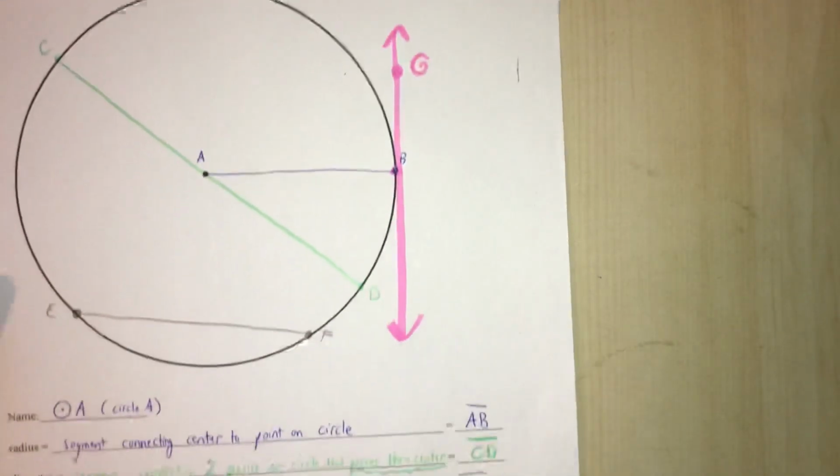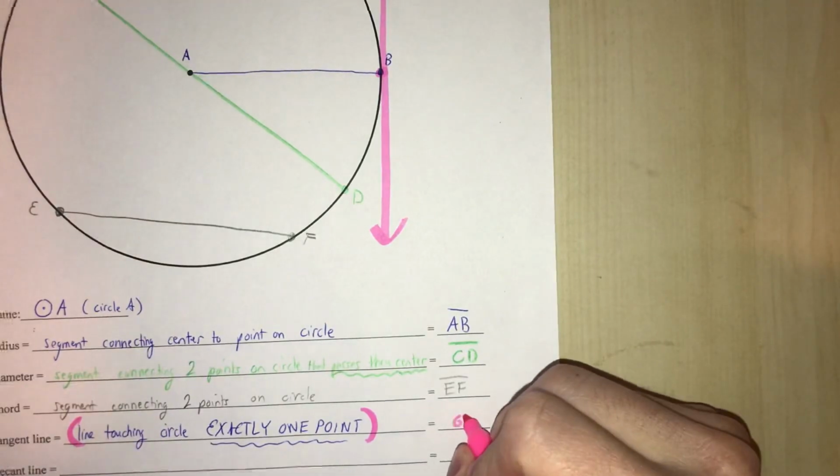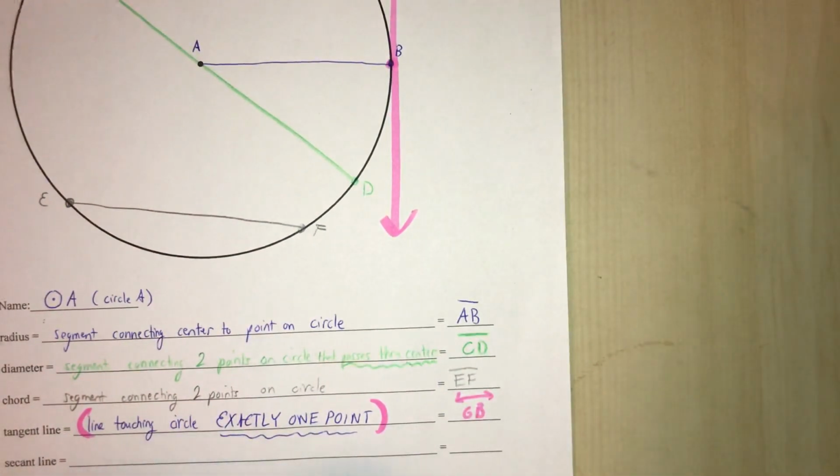So down below you guys could write down that this was GB. And again, remember, it's a tangent line, so make sure you put a little line sign on top. Okay? So it's a tangent. Tangent only touching 1 time. Okay? Let's move on to the next one.